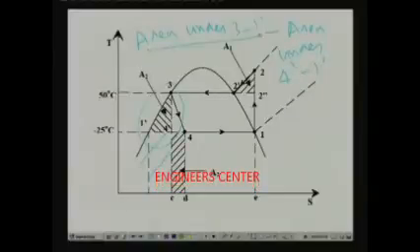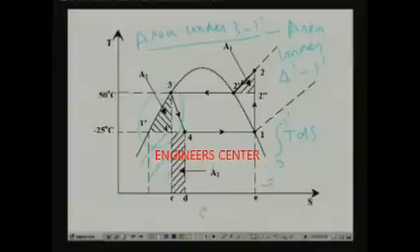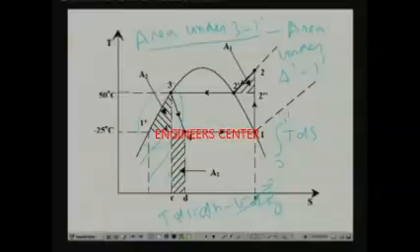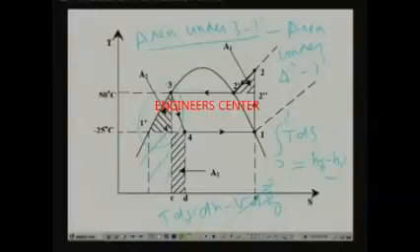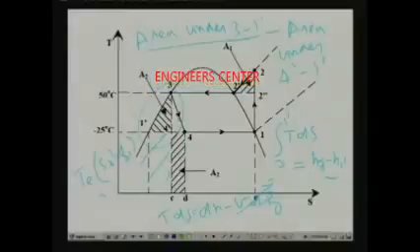The area under 3 to 1 dash is integral TdS from 3 to 1 dash, for which you can again use the expression TdS equals dH minus VdP. Since we are assuming that this line is an isobaric line, VdP is 0. So TdS becomes equal to dH. Finally this is nothing but H3 minus H1 dash. And this rectangular area, that is the area under 4 dash 1 dash, is nothing but TE into S4 dash minus S1 dash. So that's how, once you have the cycle diagram, you can easily find out the required areas.